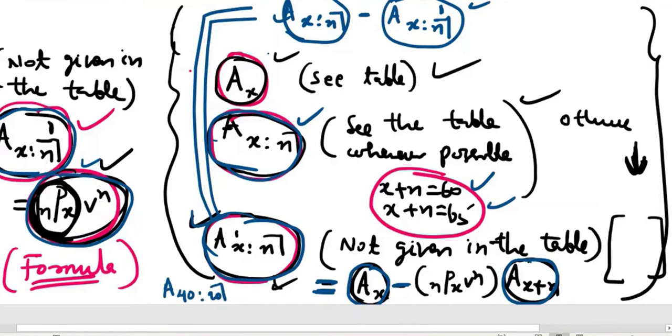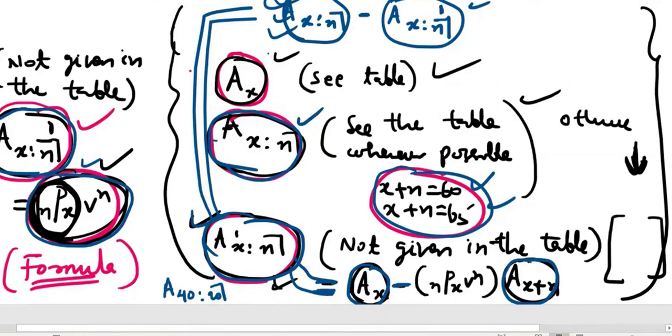Obviously you can write A_40 minus P_{40:20} v^20 A_60. So both whole life assurances are available in the table. You can find the value, that's fine. Even for these values also you can use this formula. This formula you can use every time, there is no problem. However, if you use this formula, you will be able to evaluate easily. You can save time. So if x plus n is 60 or 65, you use this formula. Here you save time. It's very easy.